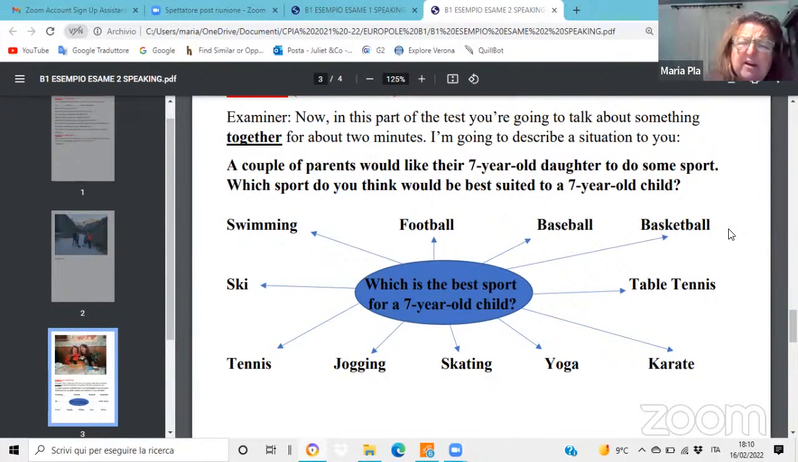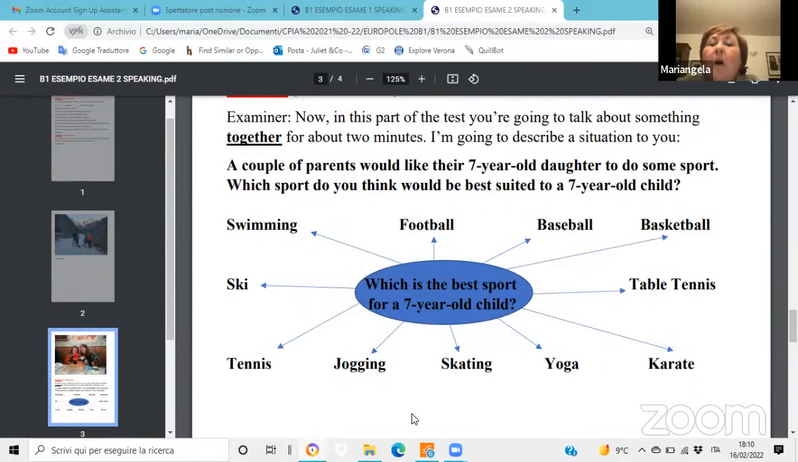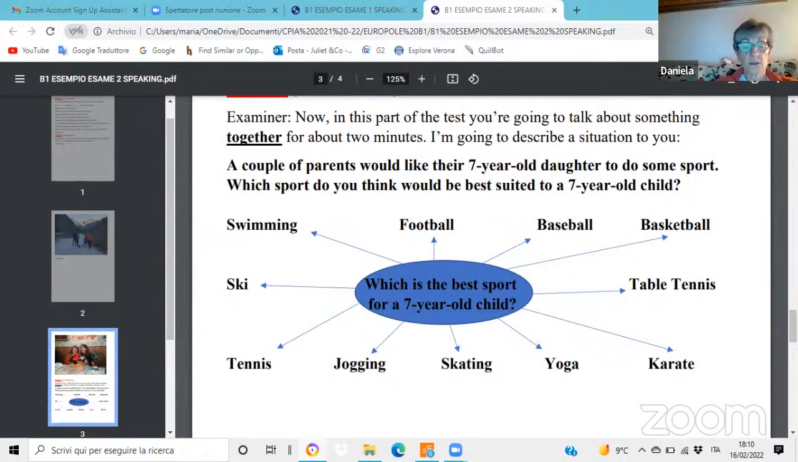What do you think, Gwendalina? I don't think baseball and softball are the same, to be honest. But it's okay. It doesn't matter. They are very, very similar. Similar, really? Okay.